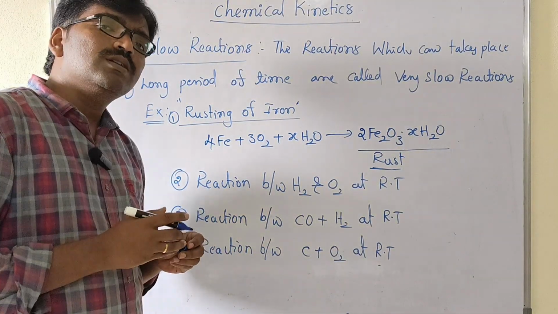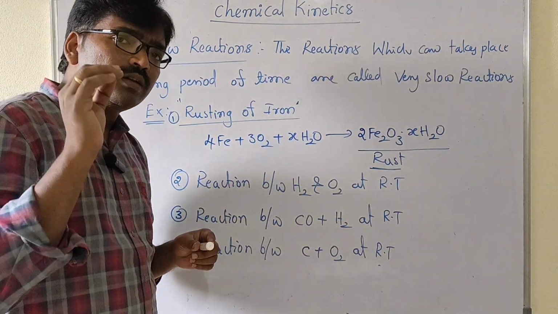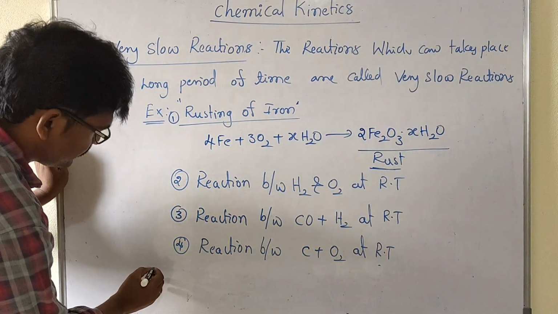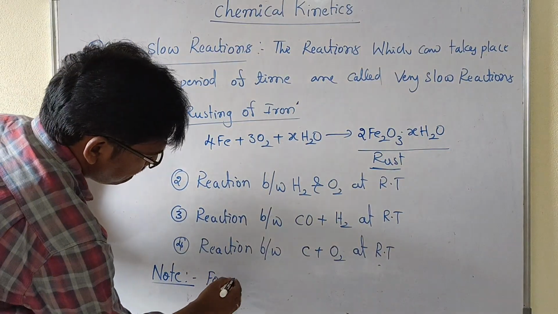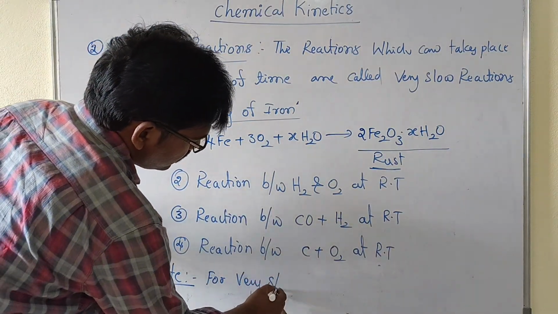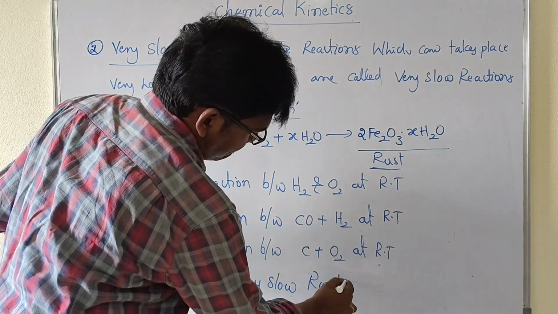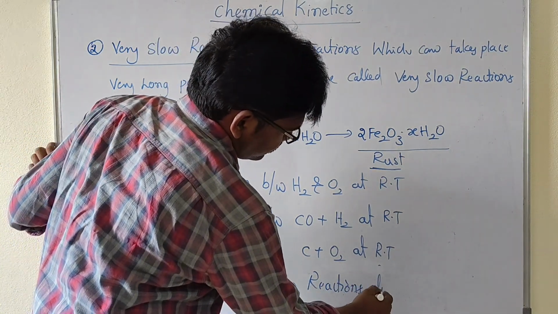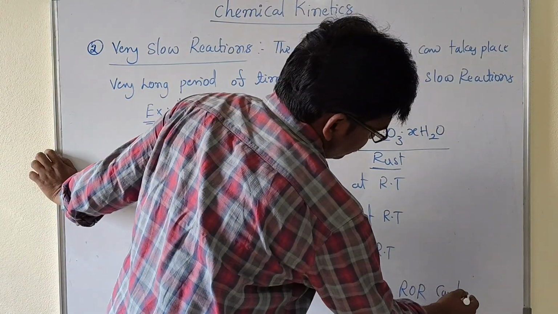Even for very slow reactions, the rate of reaction we cannot determine. Remember, note: for very slow reactions also, rate of reaction cannot be determined.